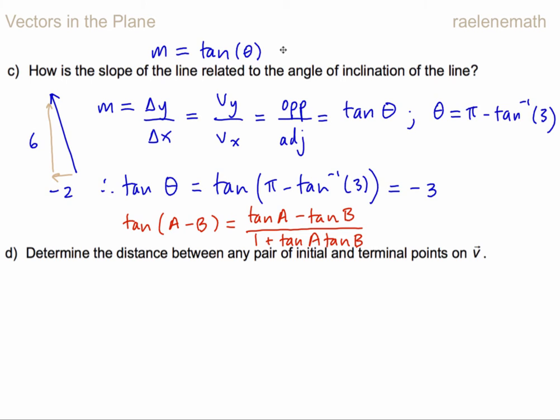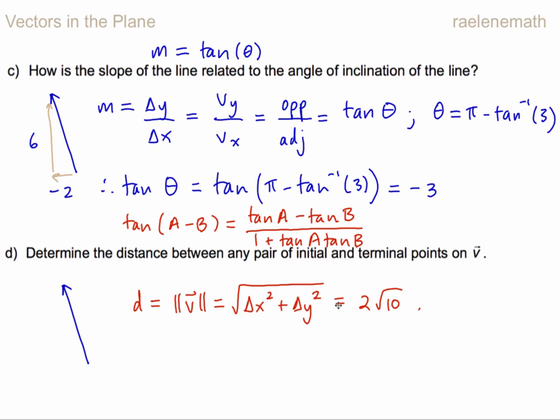In part D, we're talking about determining the distance between any pair of initial and terminal points on the vector v. Now vector v, of course, hasn't been scaled, and so there is a specific fixed distance that we are talking about. But we recall that we can translate this vector to begin and end at any initial and terminal points, and so this distance is nothing more than the magnitude of the vector, which we found by Pythagorean theorem using the rise and the run, or the horizontal and vertical components, to be 2 times the square root of 10. So really these questions are just reminding us to think about vectors in terms of things we already know: rise, run, slope of a line, opposites, and hypotenuses.